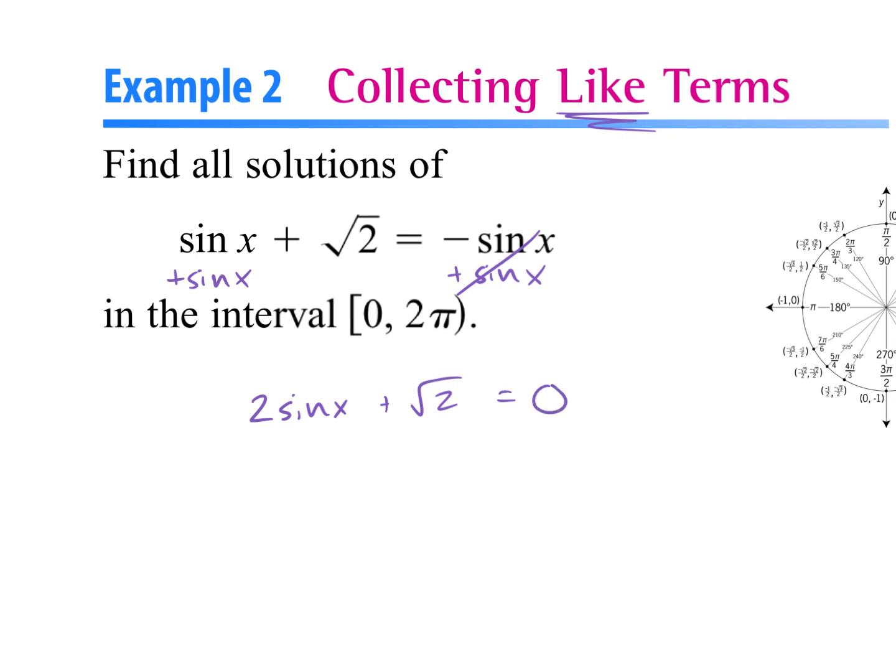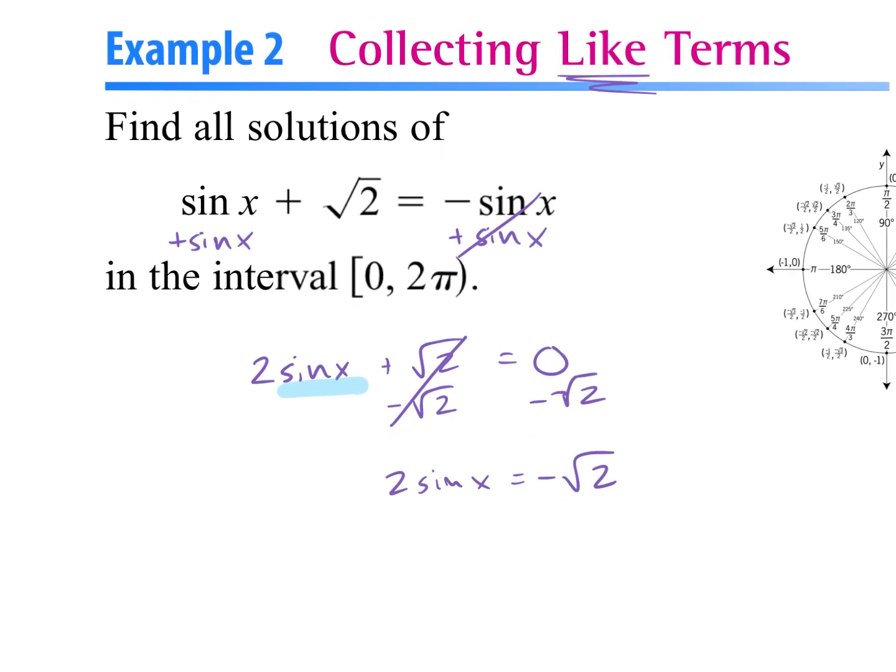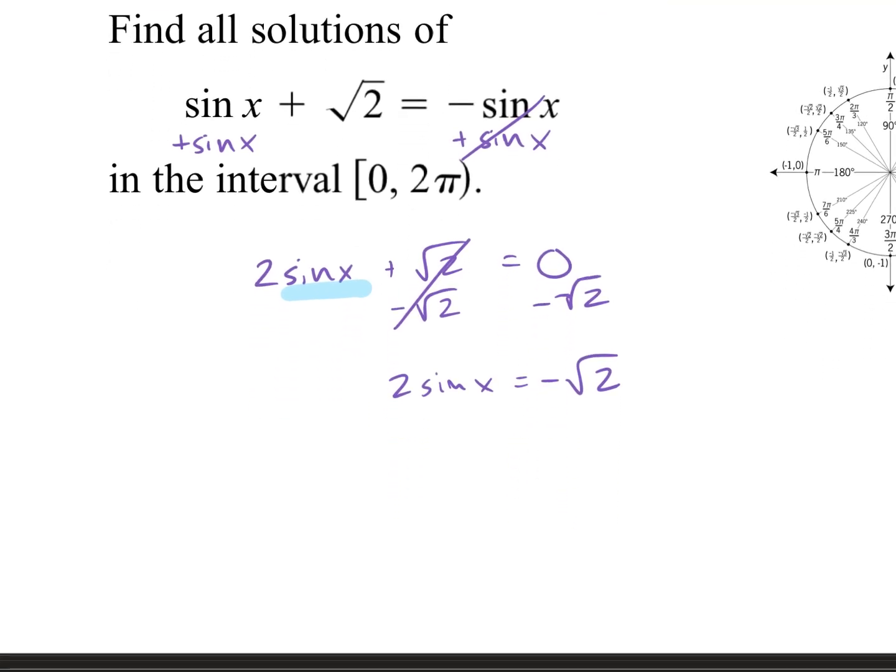Now we want our trig function all by itself. So what would I have to do next? Subtract square root 2. Wait, why did you add? Because I wanted to combine my like terms. So 2 sine is equal to negative square root 2. Again, we want our trig function all by itself. So what would I have to do? Divide by 2. So it'll cancel out with that 2. So I have sine of x is equal to negative square root 2 over 2.